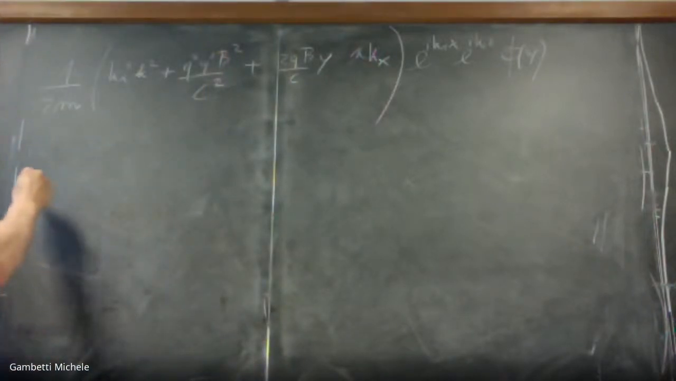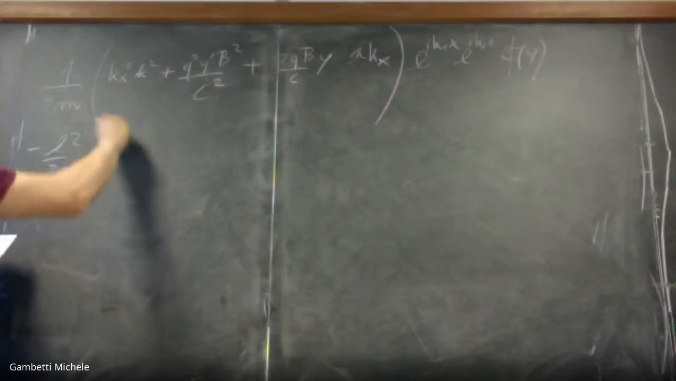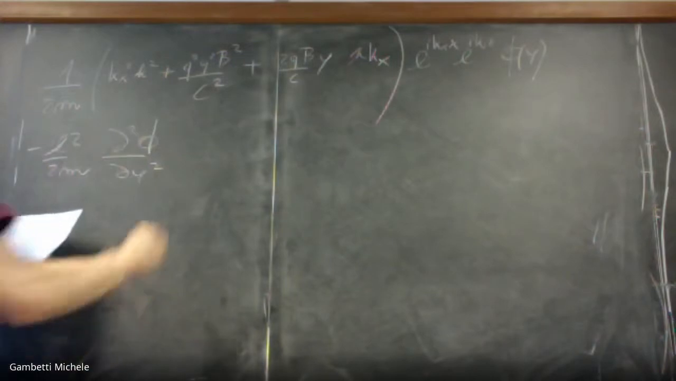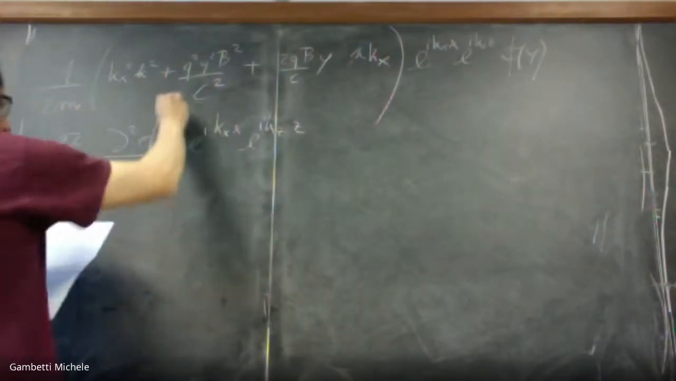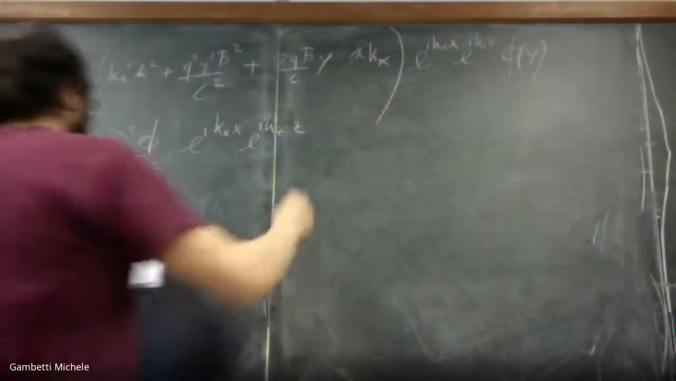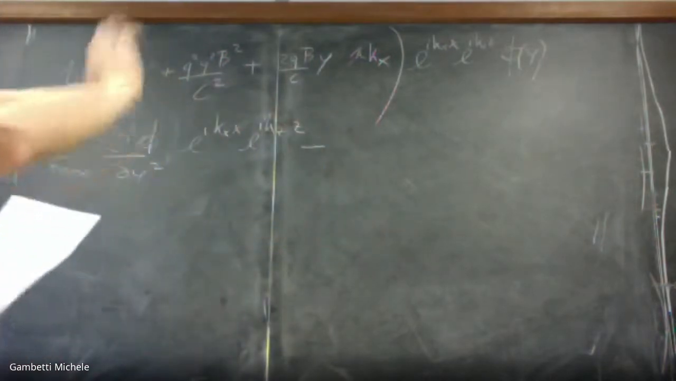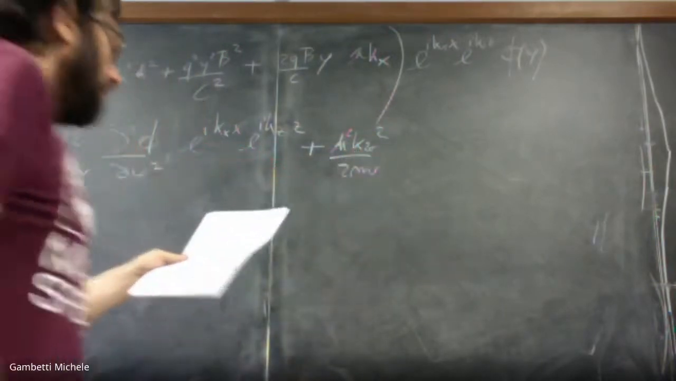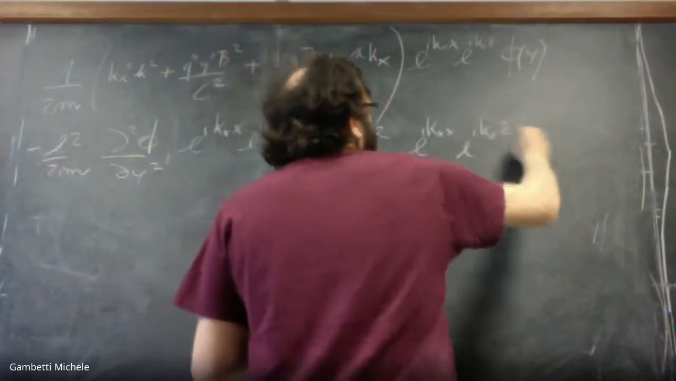Okay, so then similarly, I will have a minus ħ² divided by 2m, and here I have the operator second derivative with respect to y, which is now acting on φ, and we will have exponential of ikx x, exponential of ikz z, which is factorized, of course, because I'm deriving with respect to y. Then I have a minus. No, I was correct. Sorry. So it's a plus ħ²kz² divided by 2m, and the same structure: exponential of ikx x, exponential of ikz z, and φ of y.